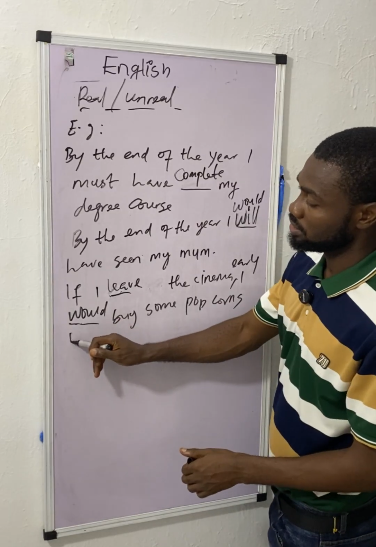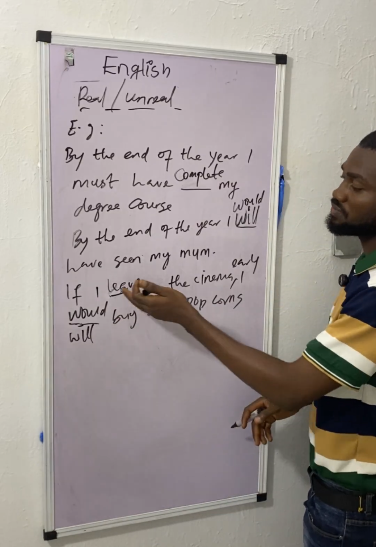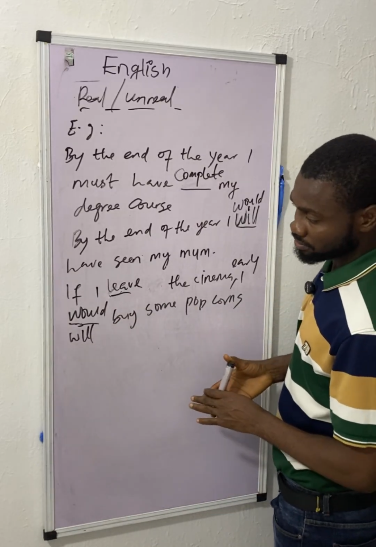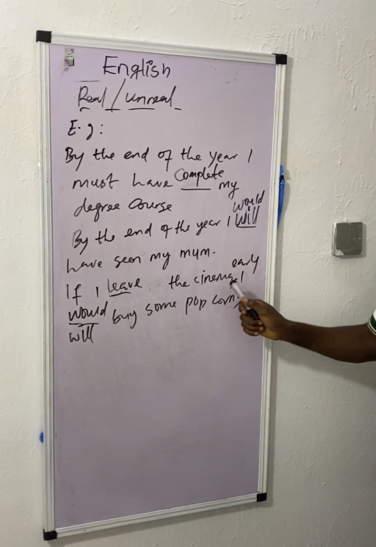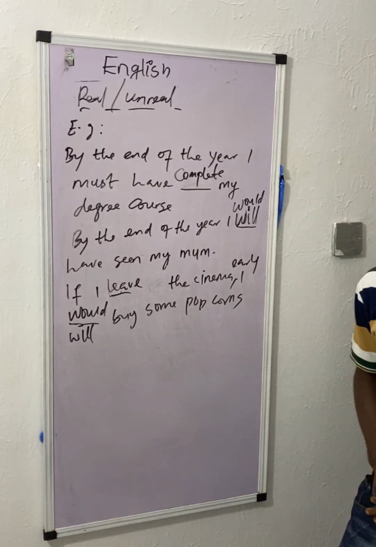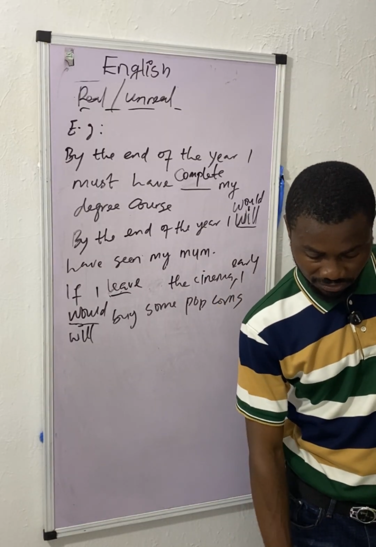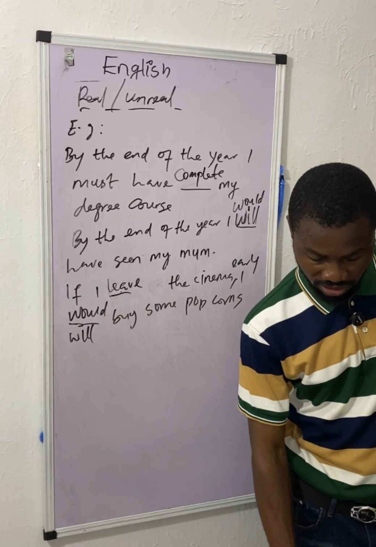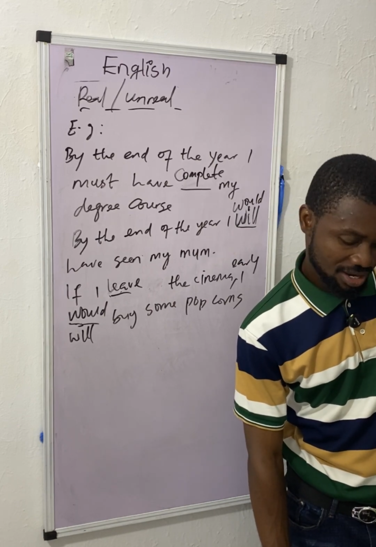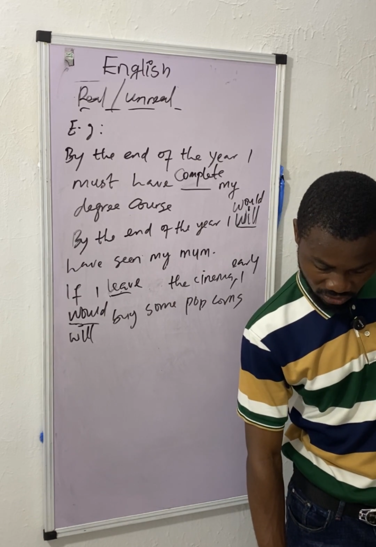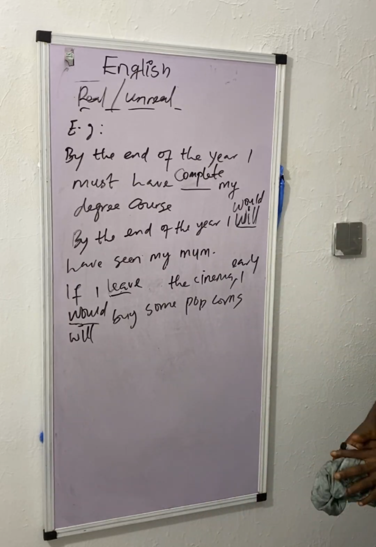All right. But if we use will, that shows that this fellow is sure that he's going to leave this cinema early and he's going to purchase the popcorn. Okay. That's that for real and unreal statements. Very easy. You see, I'm going to make English very easy for you. Let's look at sentence detachment before we look at syllable.